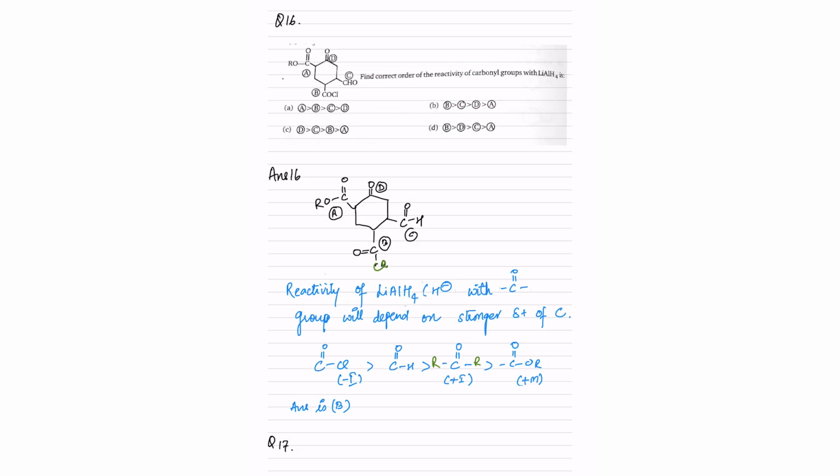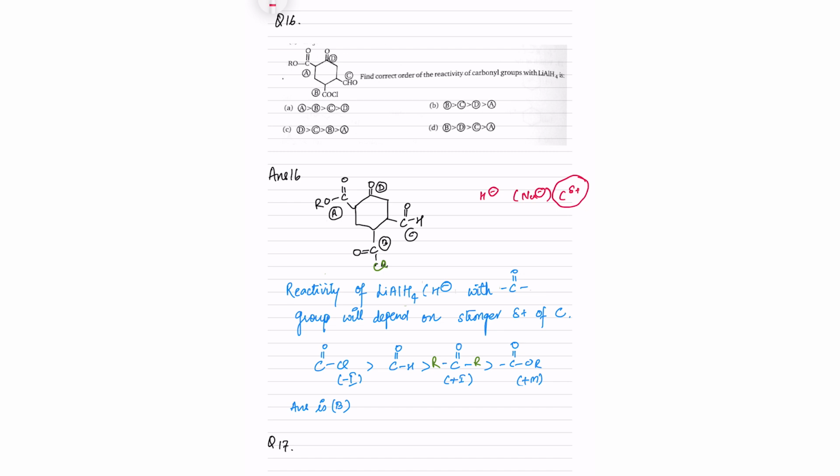Now come to question number 16. In question number 16, we have been asked to find the correct order of reactivity of carbonyl compounds with LiAlH4. The first thing which you need to understand is LiAlH4 generates H minus, okay, and it can act as a nucleophile and it can attack on specific compounds, wherever the carbon has a delta positive charge. So basically here the attack of this H minus will depend upon how strong your carbon delta positive is.